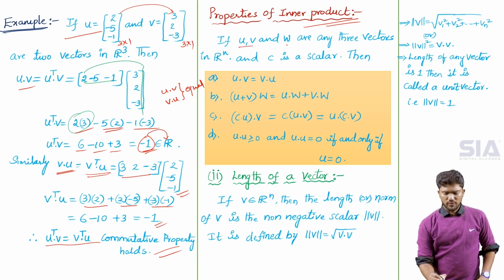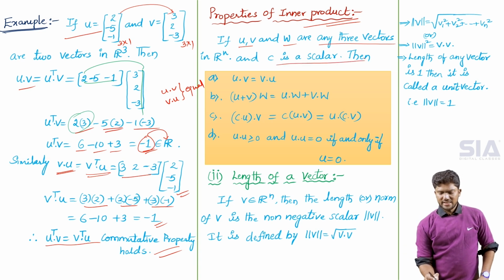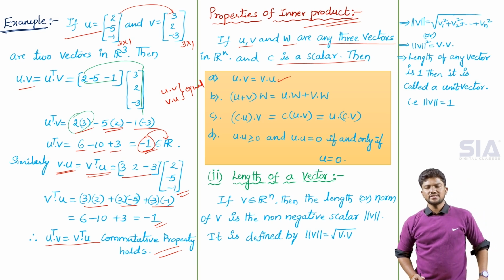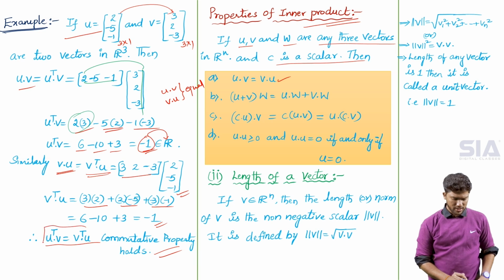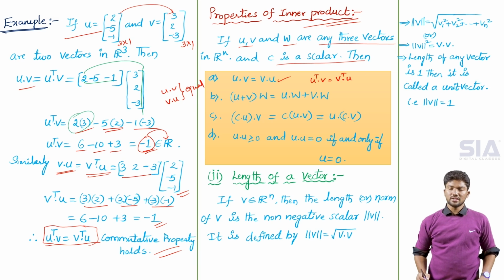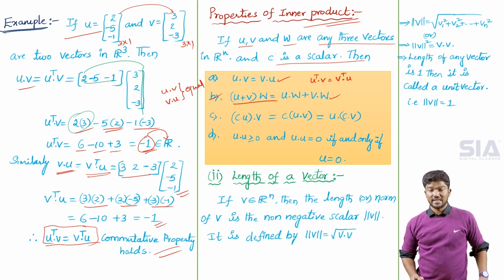If u, v and w are any three vectors in Rn, and c is any scalar, then the first property is u into v is equal to v into u. Already we discussed that topic. So u into v is equal to v into u, or u transpose into v is equal to v transpose into u. The second property is u plus v into w is equal to u into w plus v into w.